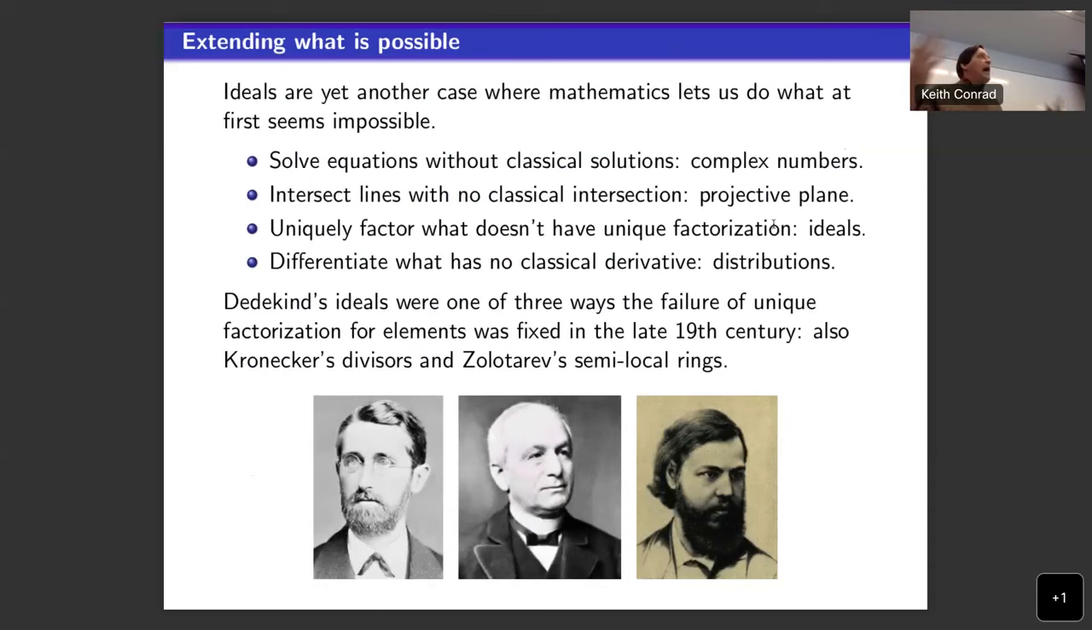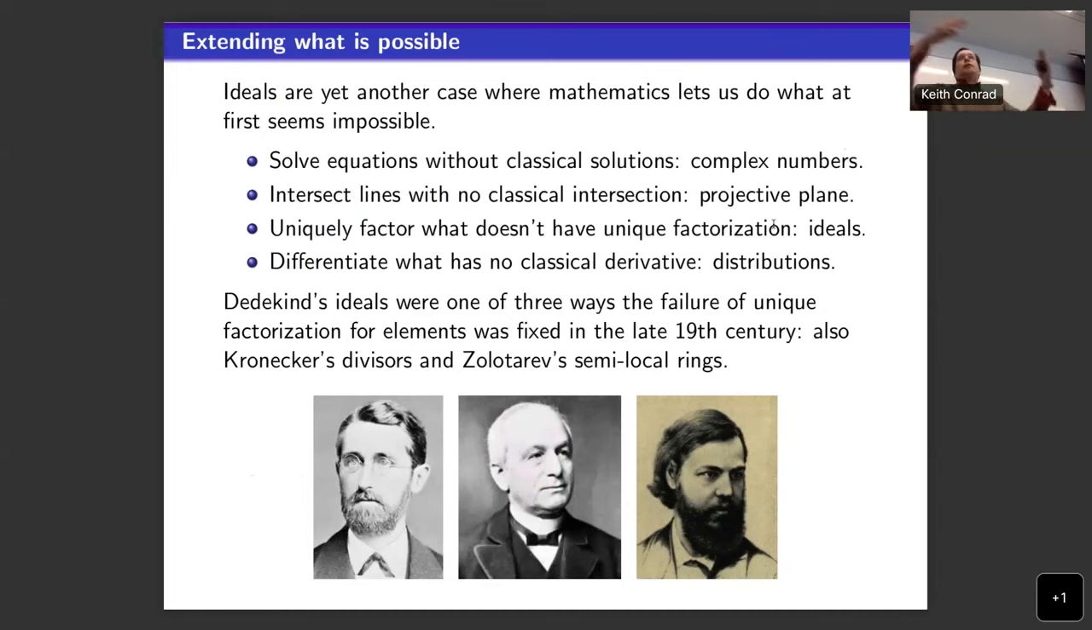But this is a common theme that happens in many areas in mathematics, right? First, people can't solve polynomial equations, but then when you create complex numbers, suddenly everything that didn't have roots now has roots. Or in geometry, certain geometric configurations, like maybe two parallel lines, don't intersect. So you go to the projective plane from the ordinary plane, and now you have much nicer intersection properties. Any two lines will intersect. Or as we've seen with ideals, if elements don't factor uniquely into primes, then in many settings, you can fix that by using factorization of ideals instead of factorization of elements.